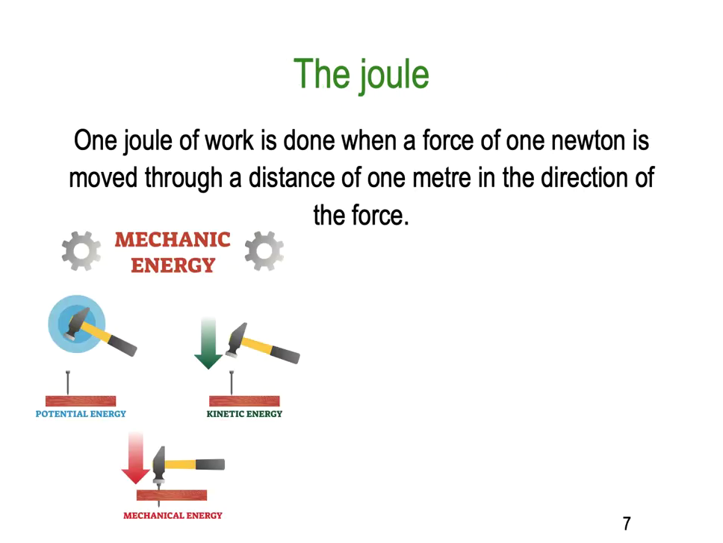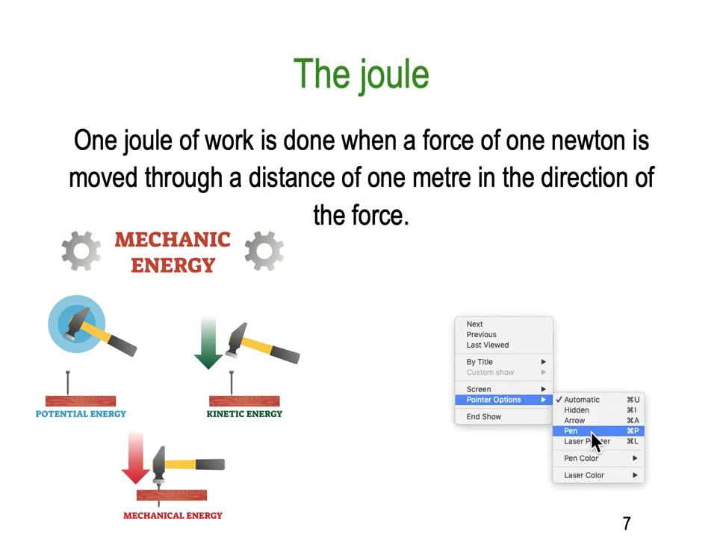So the joule, let's have a quick look at that. One joule of work is done when a force of 1 newton is moved through a distance of 1 meter in the direction of the force that's trying to move it. And I've put a little graphic here on the screen. Give me a sec to get the pen up and running.